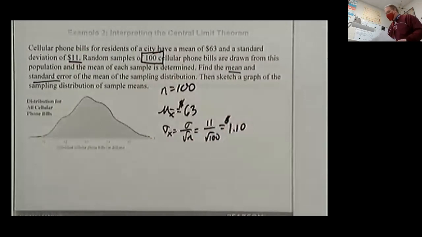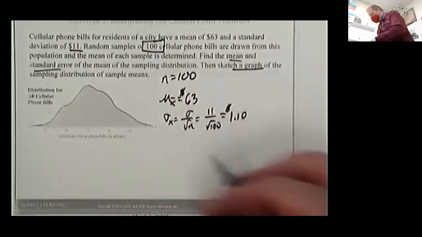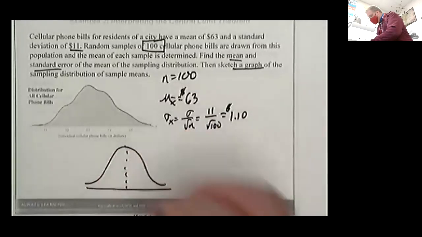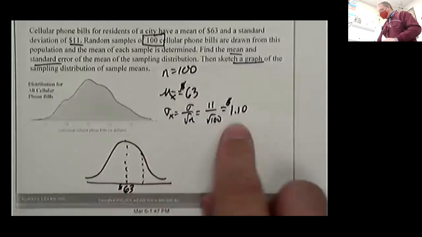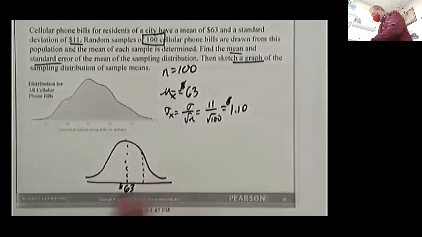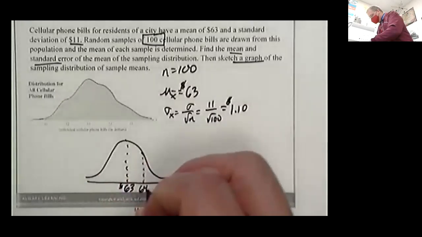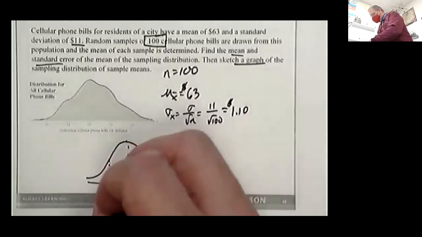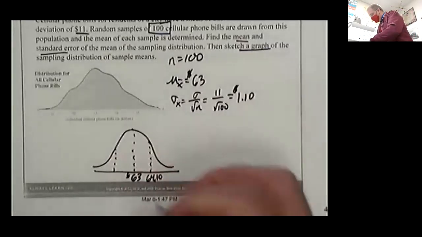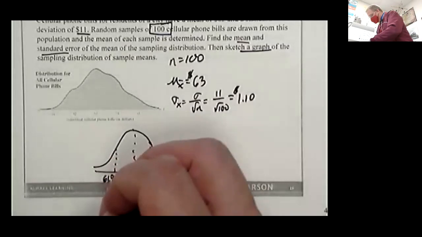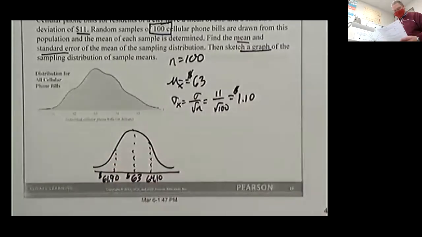Last part then, sketch a graph. Well, that's going to be a normal distribution. Our mean we know is in the middle. That's our $63. So the first standard deviation is going to occur at $1.10 up from 63. So that's 64.10. And then our -1 standard deviation will be minus $1.10, which would be 61.90. So there's our graph of the distribution.